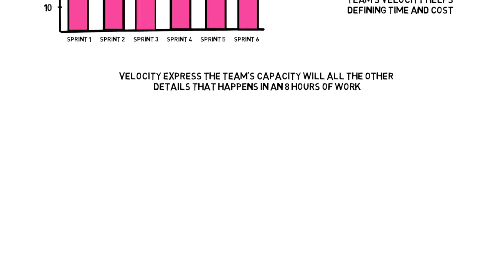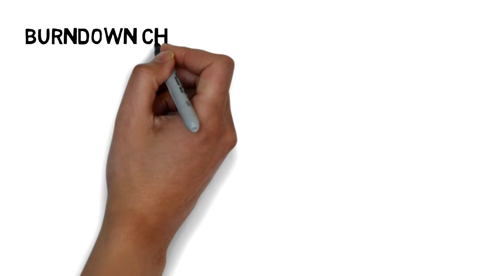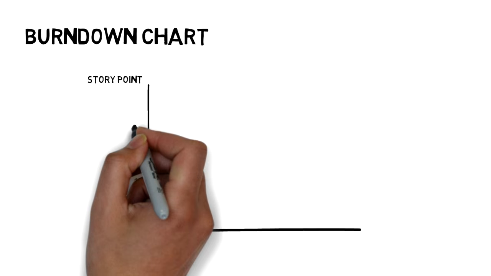Besides the velocity, Scrum teams use story points to track their progress using the burndown chart. On one axis, it represents the number of story points the team took during a sprint, and the other axis represents the number of days in one sprint. A burndown chart is a graphic representation of how quickly the team is working with their user stories.